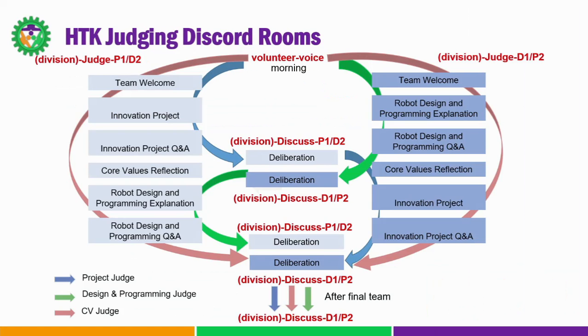So this kind of shows the movement of judges around. The judges start in volunteer voice. Pink is the core values judge. Green is the design and programming judges. There are 2 judges there, and blue is the project judge. So there are 2 core values judges per division. One moves to the P1D2 rooms, and the other moves to the D1P2 room, and they stay there the whole time. The project judge goes to the P1 room first. The design judge goes to the D1 room first.